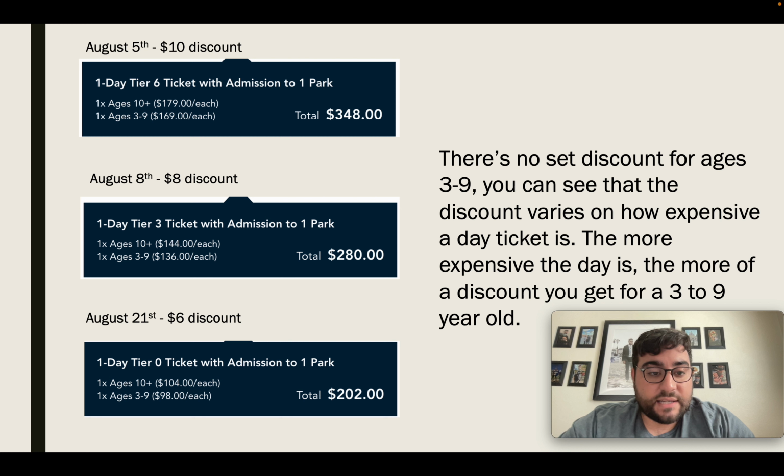And then August 21st is that first Monday, typically when kids are back to school. Tickets are only $104 for that day, and you're only getting a $6 discount for ages 3 to 9. So the more expensive the day that you go, the more of a discount you can get. There's no set price for the discount, it just depends.